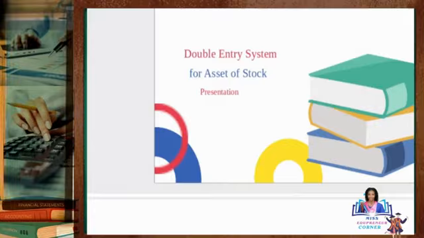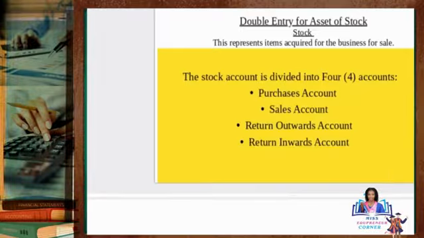Hello everyone. Today we'll be looking at the double entry system for the asset of stock. First, what is stock? It represents items acquired for the business for the purpose of sales. In other words, it is items bought for the purpose of resale.